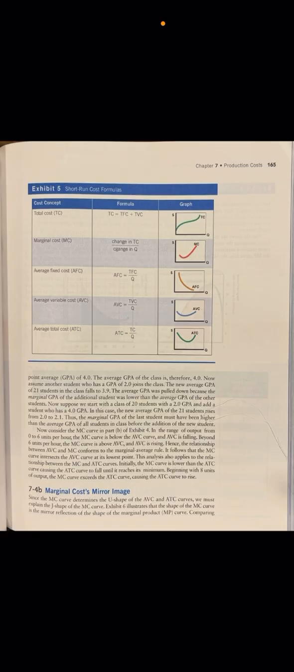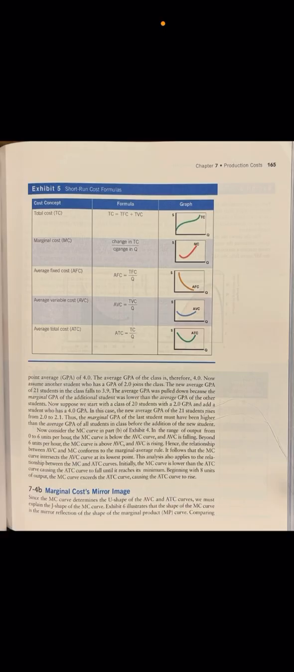This analysis also applies to the relationship between the MC and ATC curves. Up to 7 units of output, the MC curve is lower than the ATC curve, causing the ATC curve to fall until it reaches its minimum. Beginning with 8 units of output, the MC curve exceeds the ATC curve, causing the ATC curve to rise. Exhibit 5. Short-run cost formulas. I will not go over this.